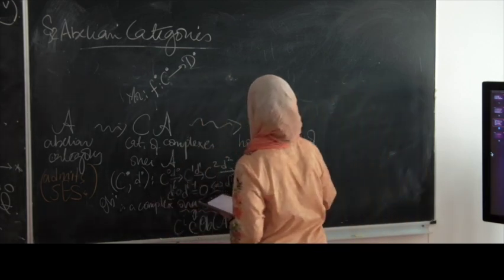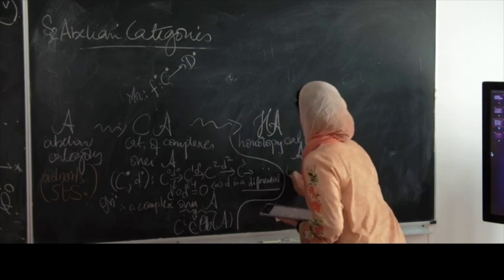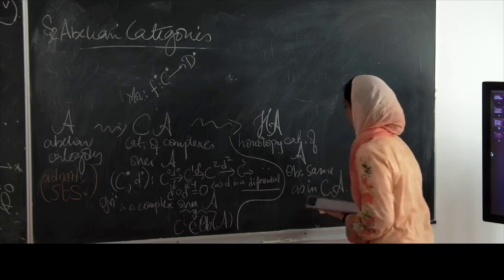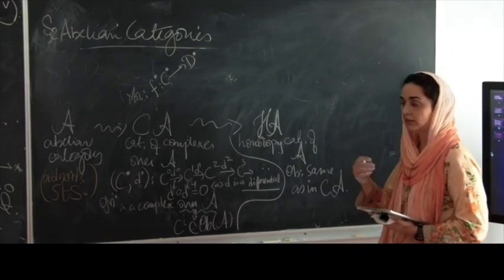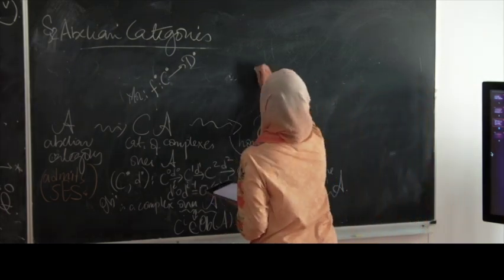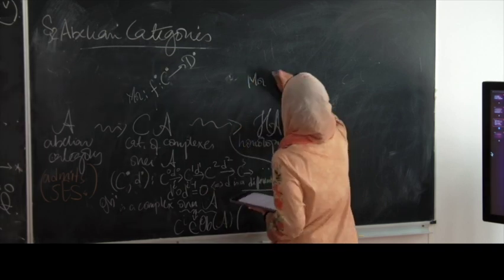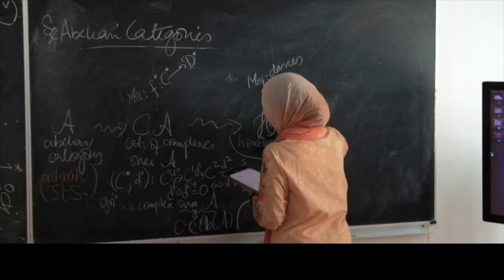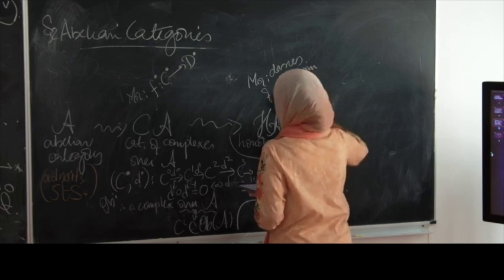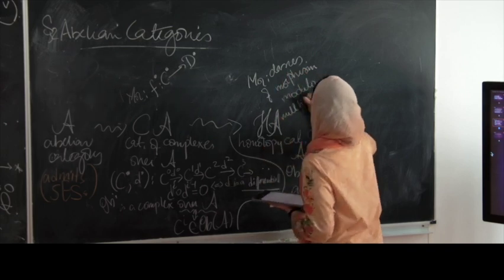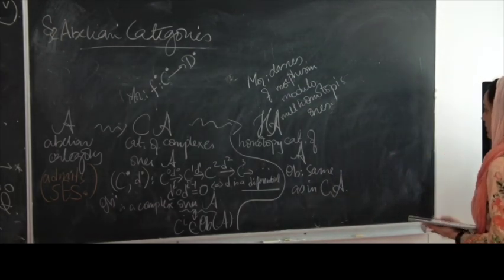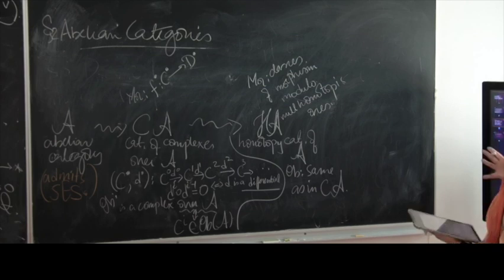Okay, and so here you take objects are the same as in CA, the same complexes over A, and you take the morphisms to be classes of morphisms modulo null homotopic ones. So maybe I can say what this means a little bit later, and just finish the pipeline.